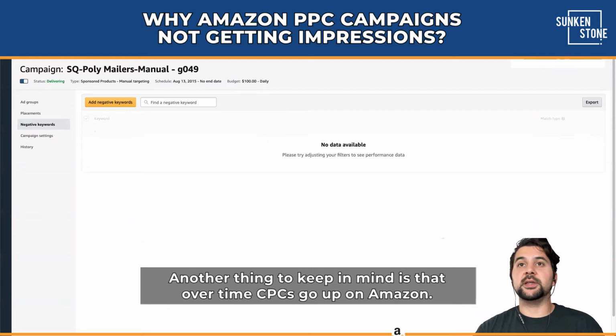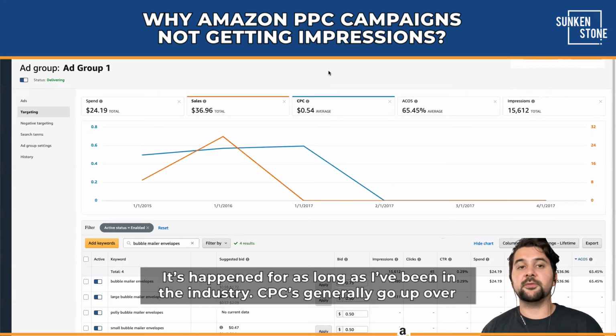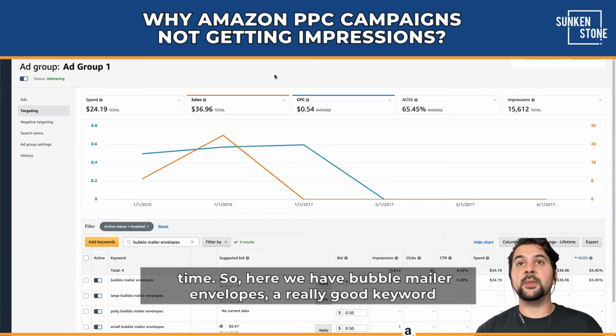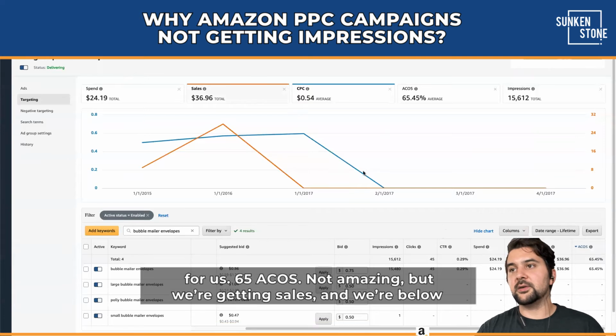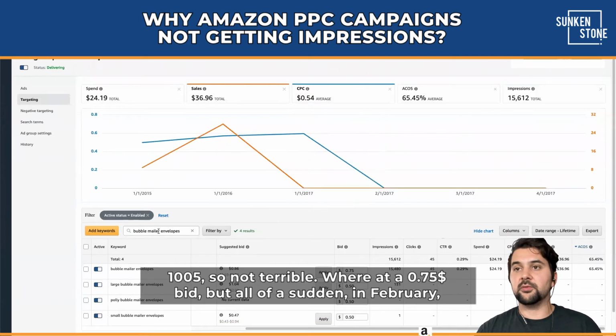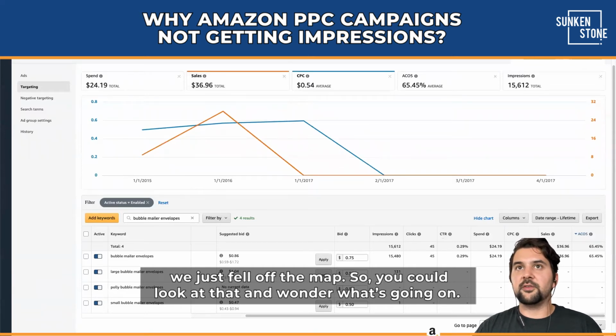Another thing to keep in mind is that over time, CPCs just go up on Amazon. It's happened for as long as I've been in the industry. CPCs just generally go up over time, and you can get into situations. So here we have bubble mailer envelopes, a really good keyword for us. 658 cost, not amazing, but we're getting sales and we're below 100%, so not terrible. We're at a 75-cent bid, but then all of a sudden in February, we just fell off the map.